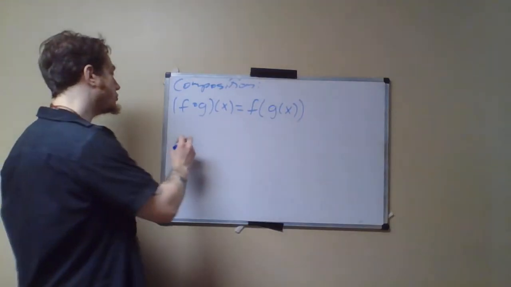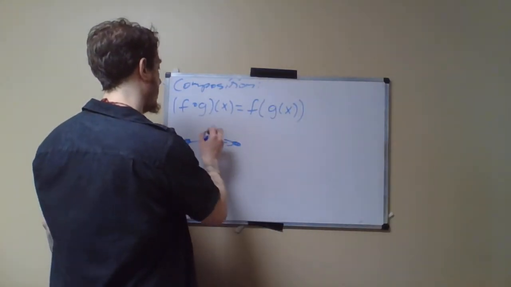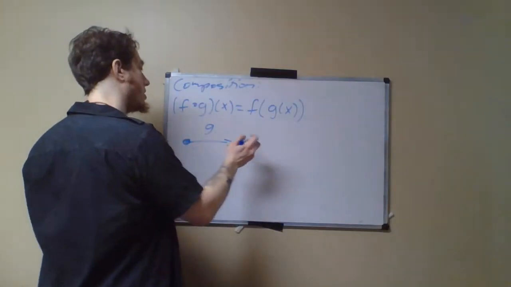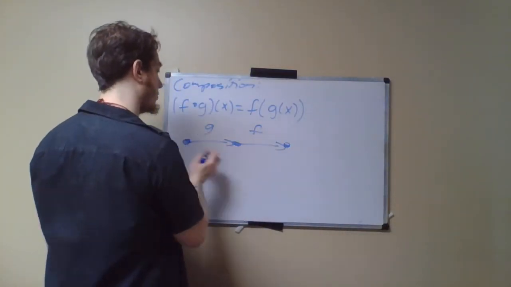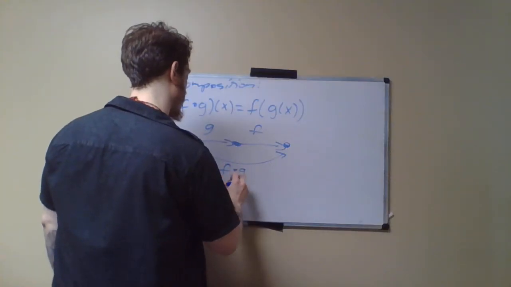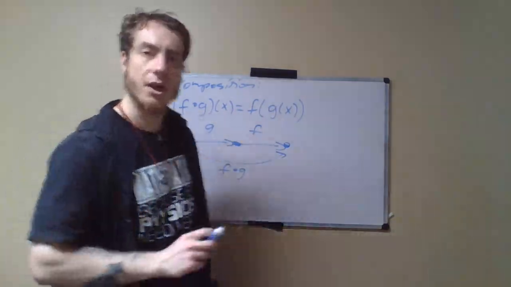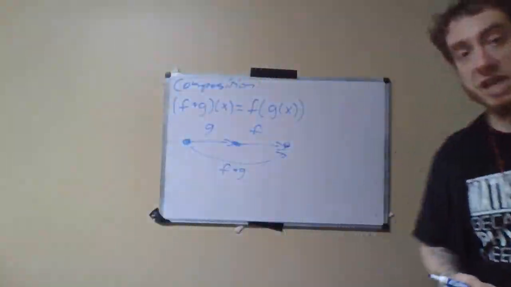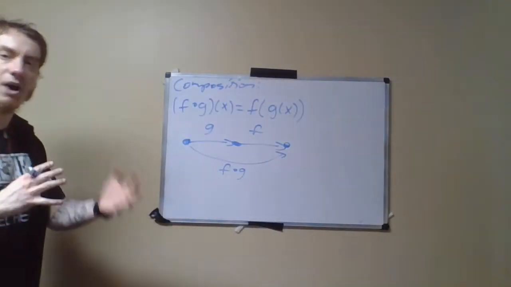And you can kind of visualize this if you think of, like, here's the function g taking one number to another. Here's the function f taking that number to another. F composed with g is just what you get if you follow this path, first doing g and then doing f. Okay, so this is kind of a nice little diagrammatic way of seeing what's going on with function composition.